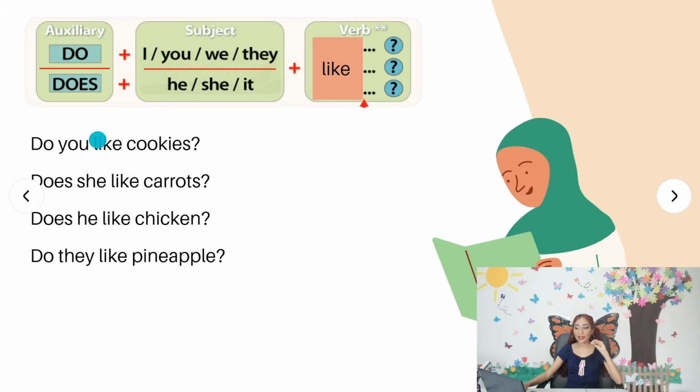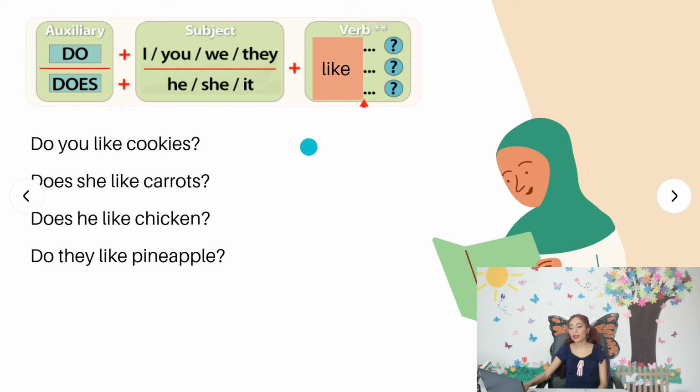They always start the questions, okay? You can see the question mark in here. You always start your questions with do or does, depending on the subject. Remember that does is only used with he, she, or it. And do is used with I, you, we, and they, the rest of the subjects.